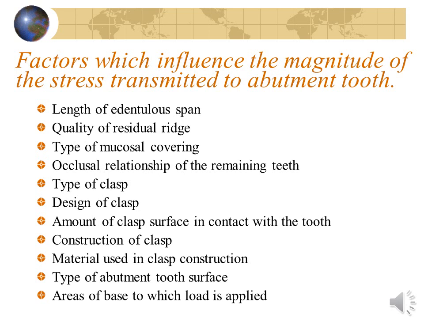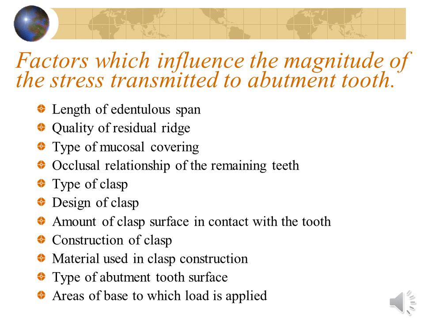Next is construction of clasp. Doubling the length increases the flexibility by 5 times. This decreases the stress on the abutment tooth. Using a curved rather than a straight clasp on an abutment tooth will aid to increase the clasp length.